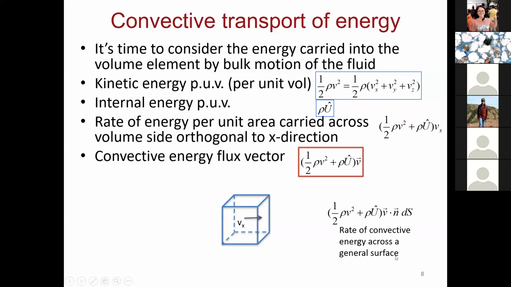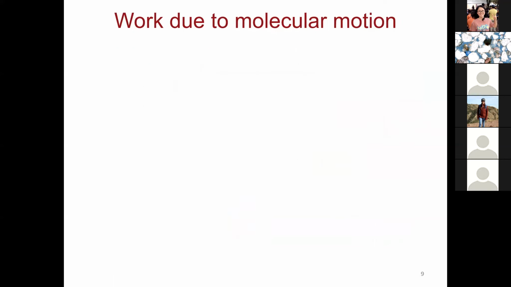Now, if I just had any general surface, this is a coordinate system. So I'm looking at the cross coordinate planes. In any general case, I would basically do a projection of this vector to the normal to the surface and multiply it by area to look at the rate of convective energy transfer across that general surface.